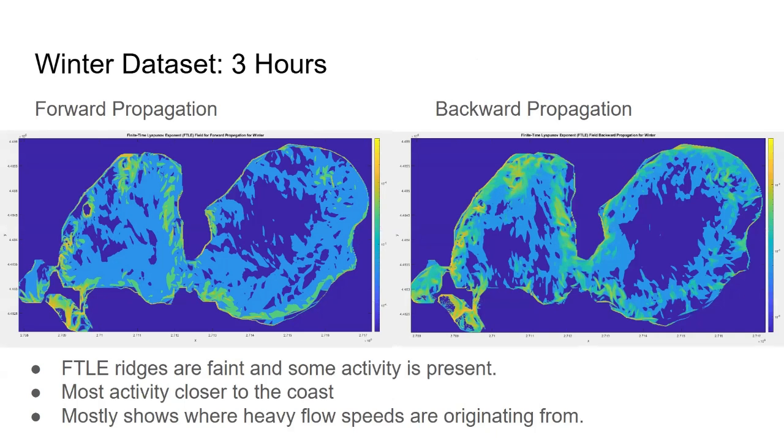To start off, we have the 3 hour winter data set with forward and backward propagation. As you can see, there are some faint FTLE ridges with limited structures. Most activity is closest to the coast and mostly shows where heavy flow speeds are originating from, giving us more insight into potential pollutant sources.